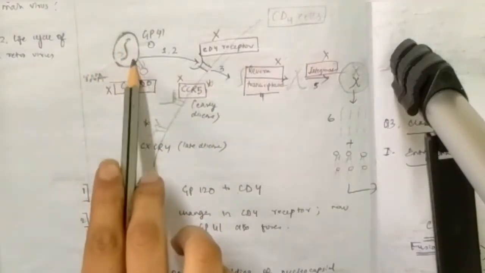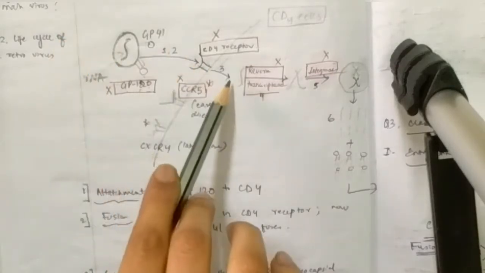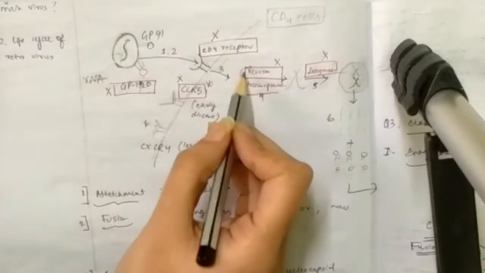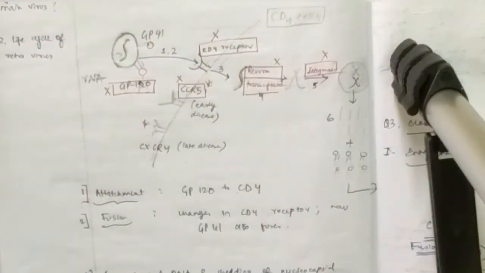Hence, this RNA molecule with the nucleocapsid has entered the cell. After it has entered, this will cause the shedding of the nucleocapsid and only the virus particle remains. Only the virus particle remains here.